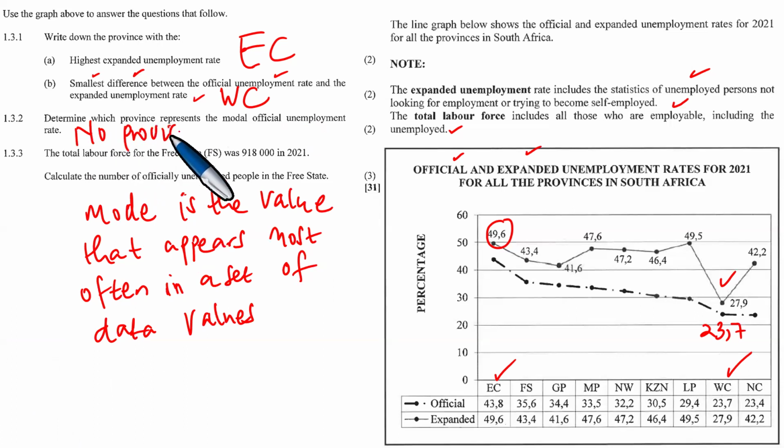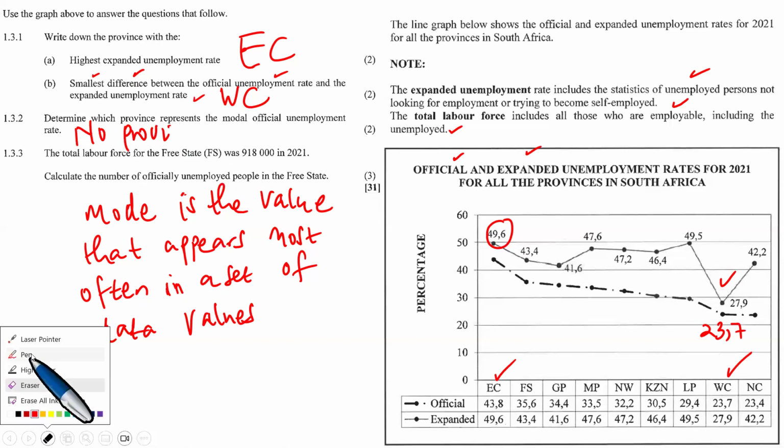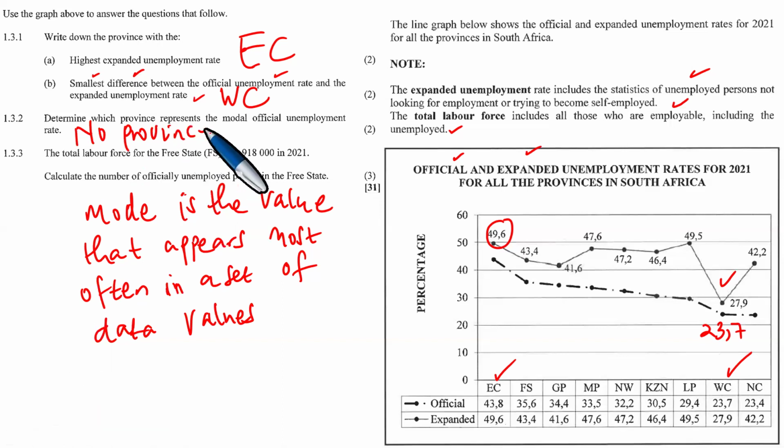No province. You can write no province, but you can also write no mode. Alternatively, you can say no mode. No province or no mode.